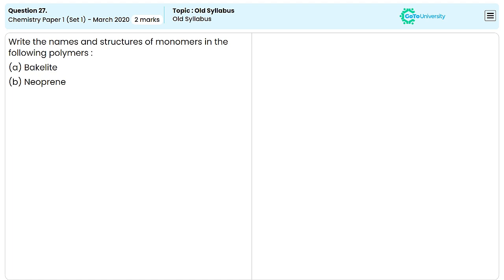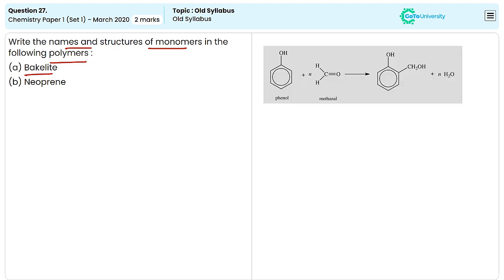In this question, we have to write the names and structures of the monomers present in the given polymers. The first one is Bakelite. Bakelite is one of the earliest synthetic polymers, and this is a type of thermosetting plastic. This is formed from the polymerization of phenol and formaldehyde under heat and pressure. The resulting polymer is a cross-linked network of phenolic units.